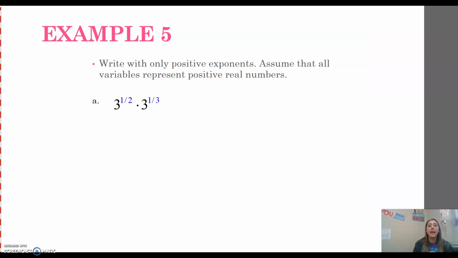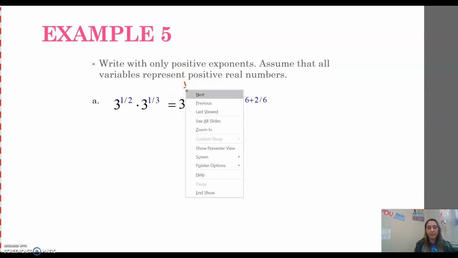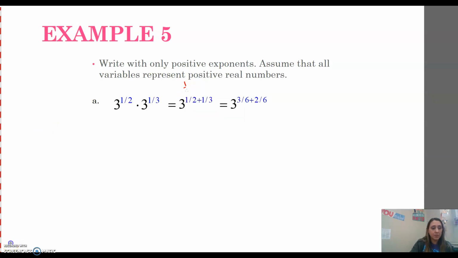So we have 3 to the 1/2 times 3 to the 1/3, which is adding those exponents. Now, these are fractions, so we are going to have 1 over 2. Okay, this thing is not working. Hold on. My pen's not really working, so you'll have to bear with me.